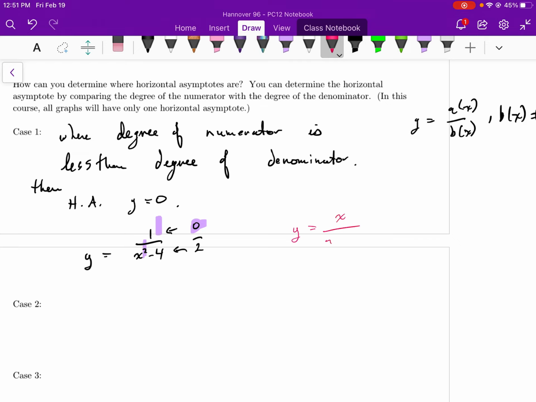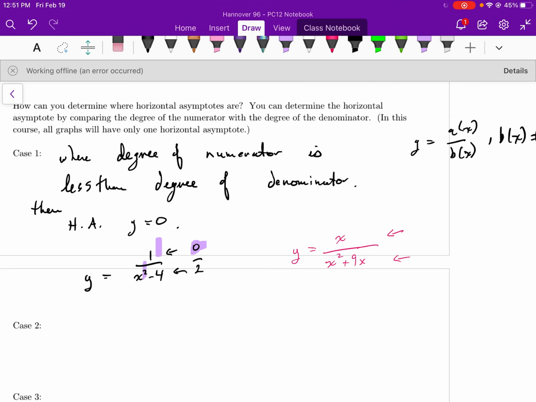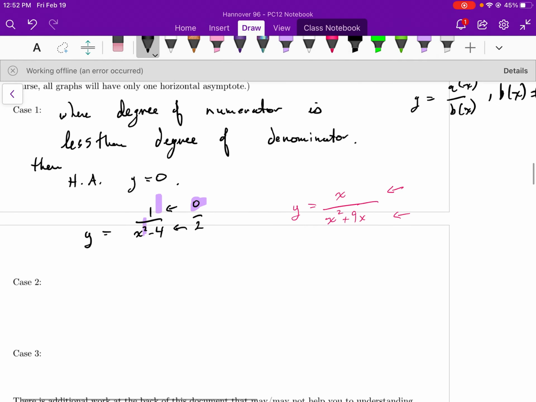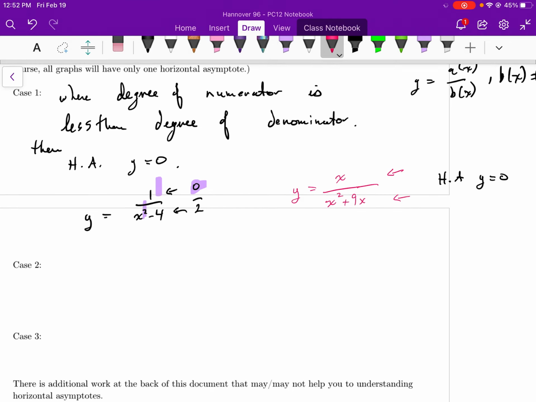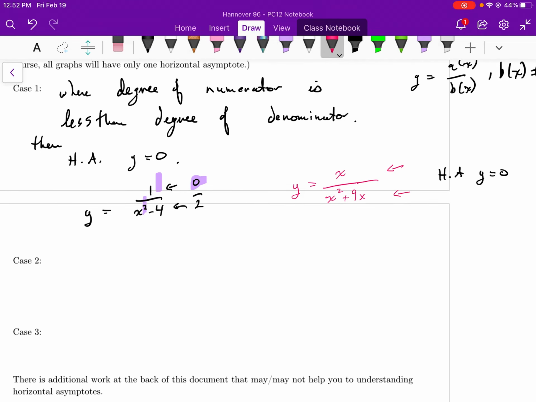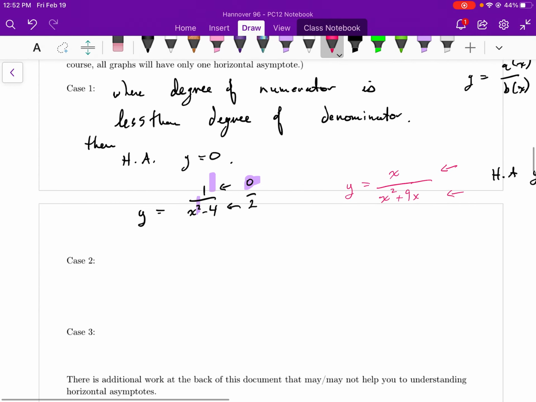Same could be said for y is equal to x over x squared plus 9x, and so on. The degree of the numerator here is 1. The degree of the denominator is 2. Since the degree of the numerator is less than the degree of the denominator, again, we're going to have a horizontal asymptote of y is equal to 0. So that's case number 1.